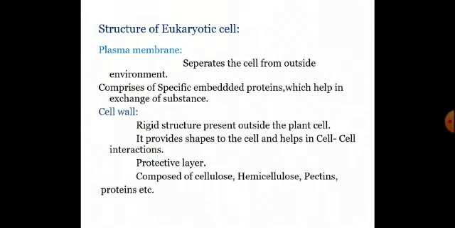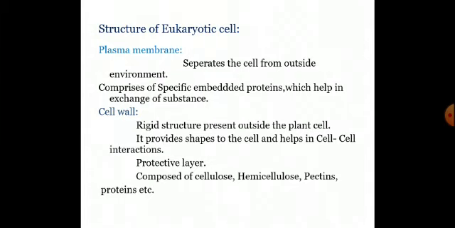And the cell wall is very rigid. Rigid means the structure will be strong. It provides shape to the cell, and it helps in cell to cell interaction, and the cell wall acts as a protective layer. The cell wall is composed of cellulose, hemicellulose, pectins and proteins. First the cell wall is present, and then the plasma membrane. The cell wall is mainly for giving shape and protection to the cell.